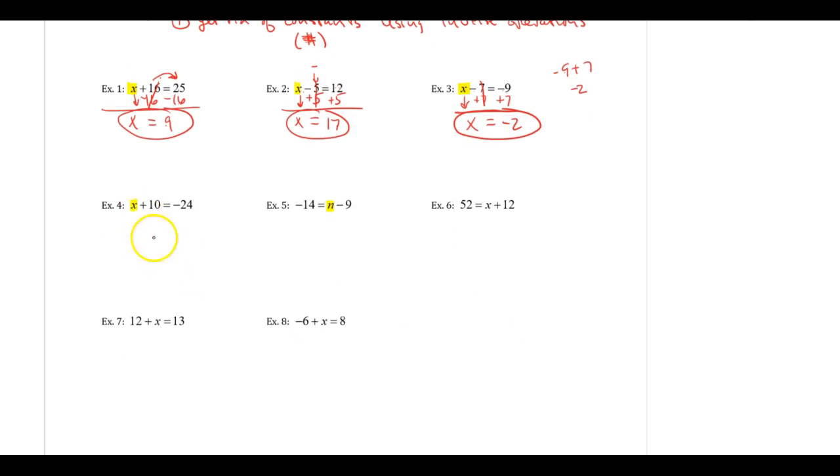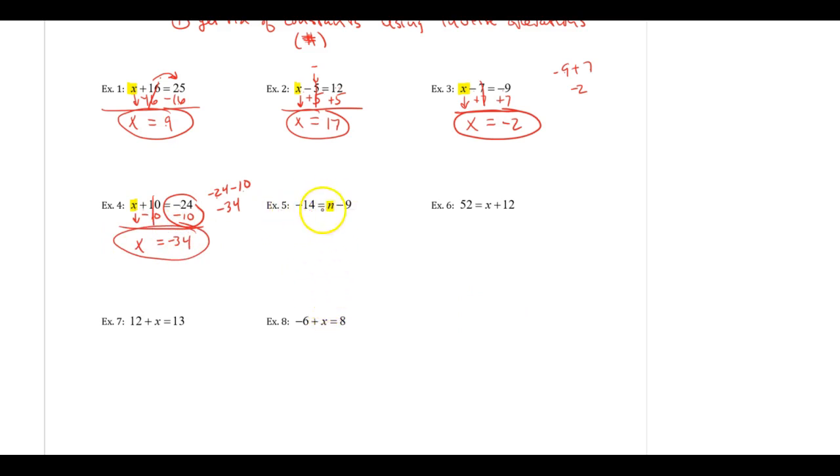Okay? Next one. X plus 10 equals negative 24. Since I'm adding 10, I'm going to subtract it on this side to get rid of it. Subtract it on the other side. Bring down my x equals, here, negative 24 minus 10. Same signs, add them together, carry my sign, and I would get x equals negative 34.